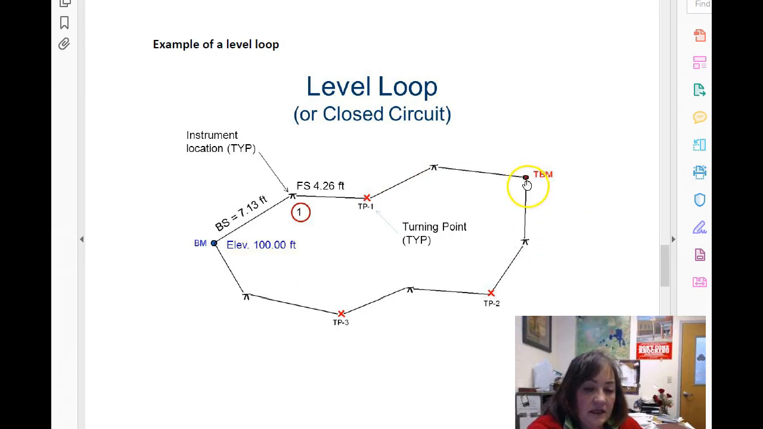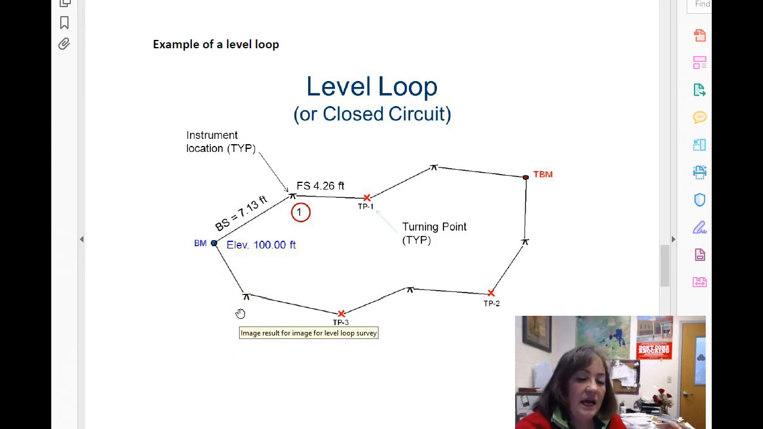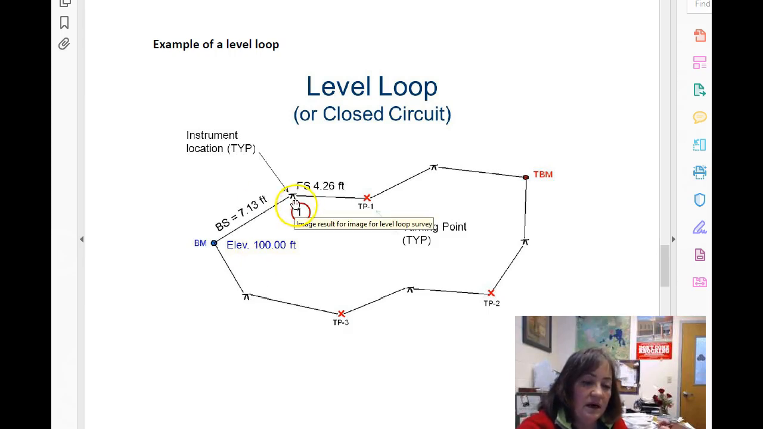They continue with that. They leave the Philly rod here, put the instrument here, read to the Philly rod, leapfrog the Philly rod, leave the Philly rod, move the instrument, take a back sight, take a foresight, move the instrument, back sight to the Philly rod, and forward sight to the original benchmark. So this is the procedure. At every reading, at every time you set up the instrument, you take a back sight and a forward sight.